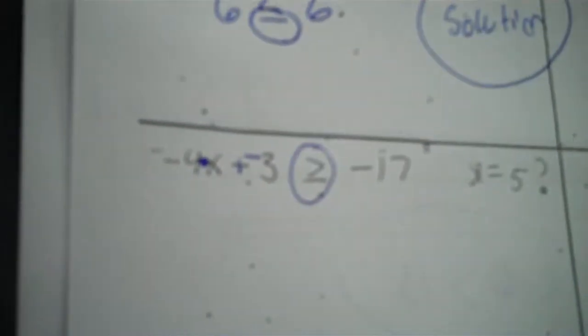Okay. Our next one, negative 4 times x minus 3 plus negative 3 greater than or equal to, remember that means greater than or equal to, negative 17. So you need to put 5 in for your x.